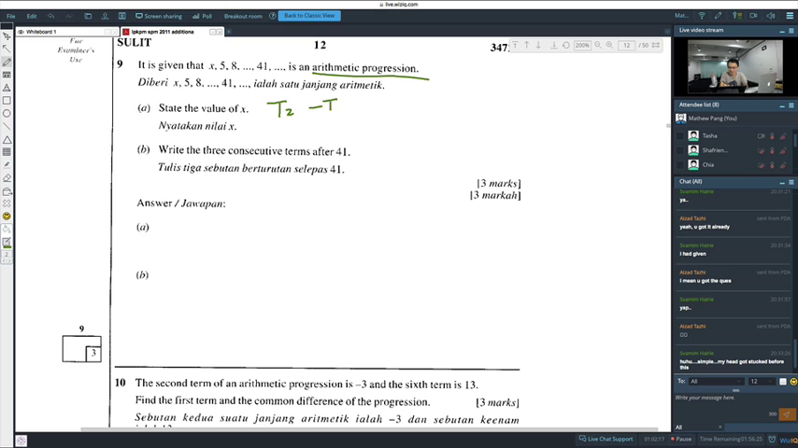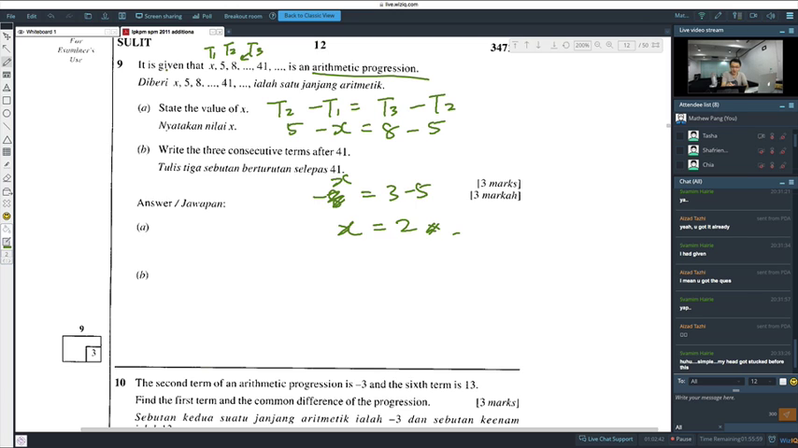Second term minus first term equals third term minus second term. So x is my term 1, my second term is 5, my third term is 8. Right, so I will use 5 minus x equals 8 minus 5. Okay, I just solved this one. So basically negative x equals 3 minus 5, negative x equals negative 2. So x equals 2. Done. So x is just 2.